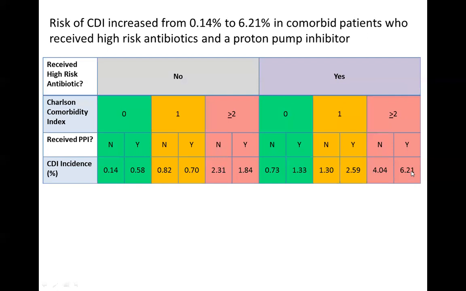Very consistent. So a novel finding of this that needs to be explored is, what is the relationship between PPI use, at least in this data set, which is 100,000 patients, well-executed study design, only if someone is on a high-risk antibiotic, does PPI increase your risk of C. diff? Which leads a lot to stewardship interventions, I think.